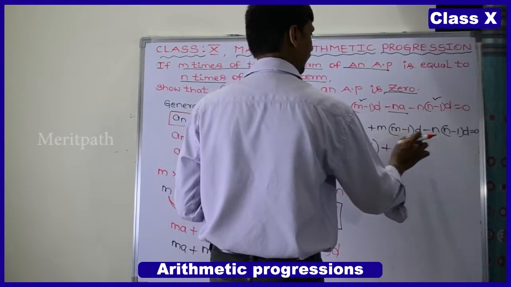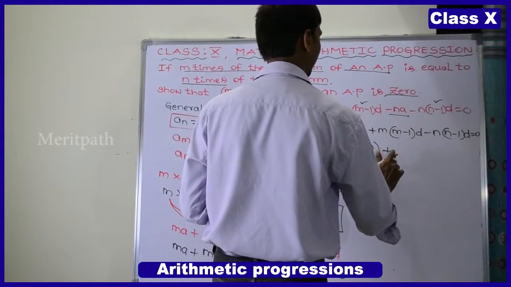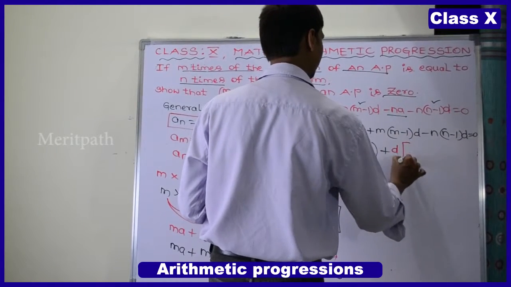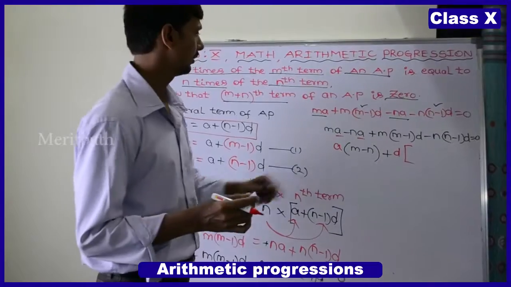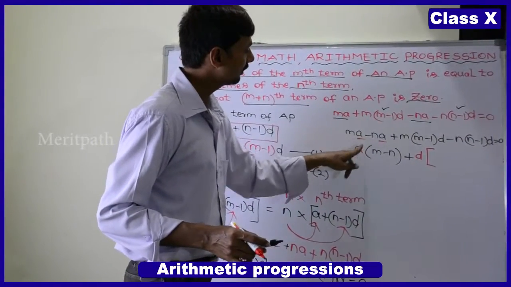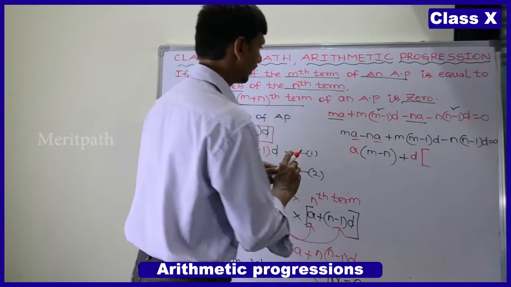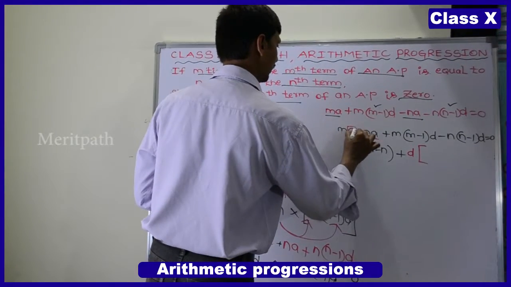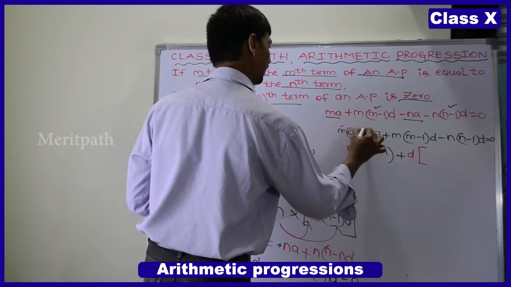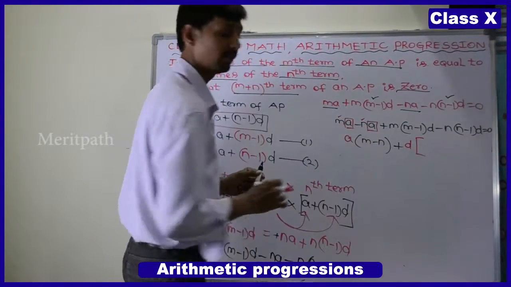Let us multiply with M, and let us take D common in both the terms. Let us recall again. We have taken A common. There is A here and A here also. So let us take A common in this, so we'll get M minus N, with M minus N in the bracket.